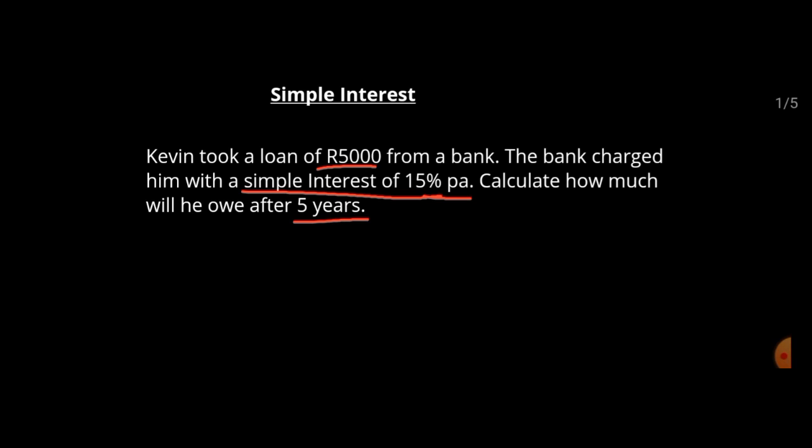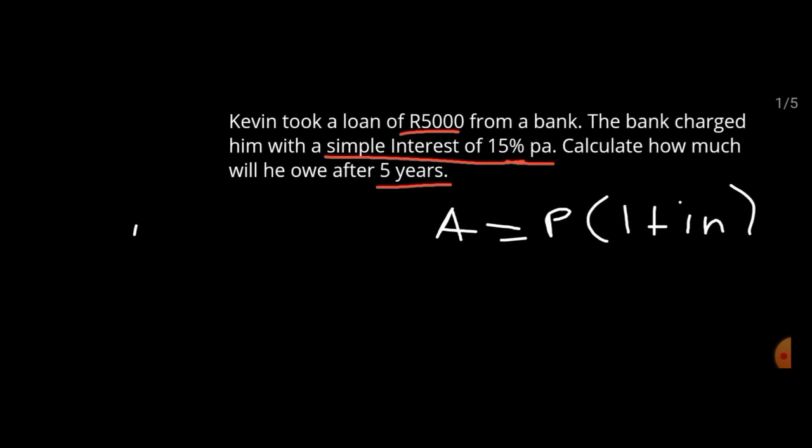Here they said simple interest, so we use the simple interest formula: A equals P times (1 plus i n). This is our formula. So before you use the calculator, lay out your data. Just say A, P, i, and n. Kevin took a loan of 5,000 rand from a bank. What does this sentence identify? It identifies the principal amount. Remember, the principal amount is the starting amount.